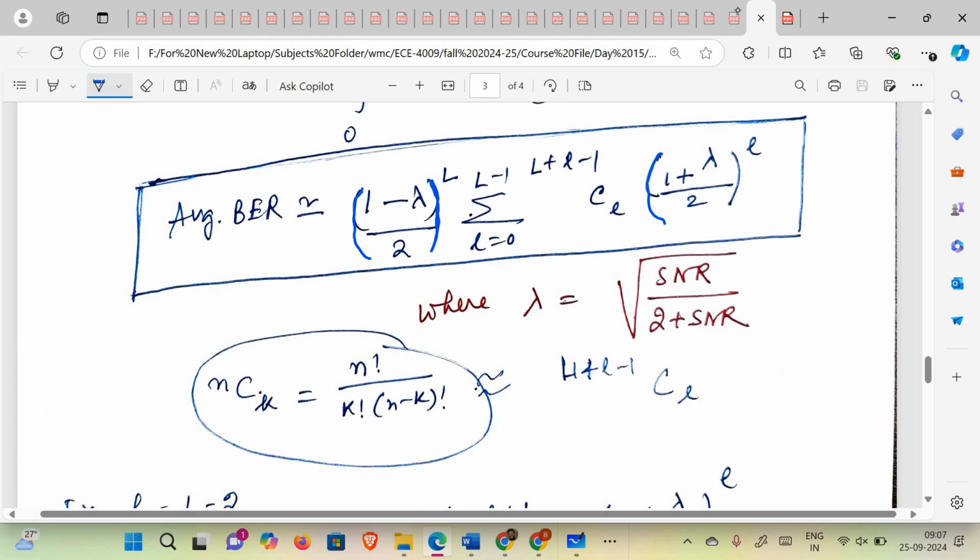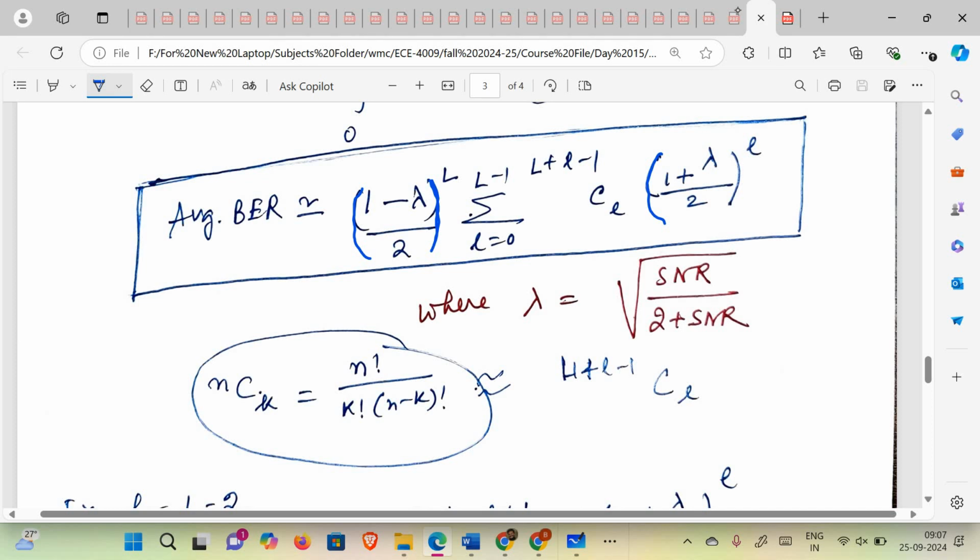All right, so this was where we ended our discussion. With MRC, I told you that this is the exact expression for average BER, even for a multi-path, multi-antenna system for that matter. This is a generic equation. But the problem is that when we go for more antennas, the calculation becomes a little more difficult if you don't know the SNR.